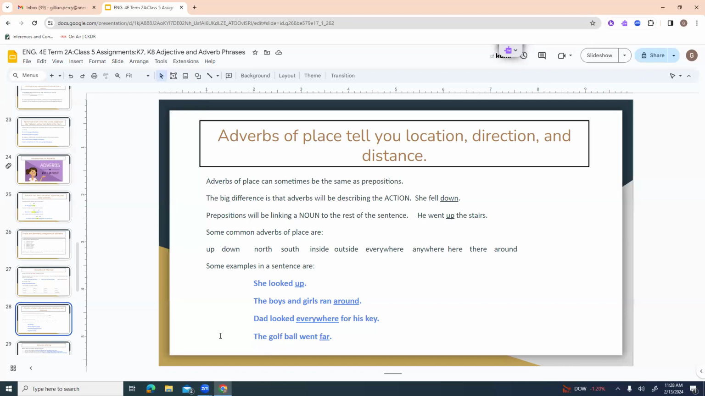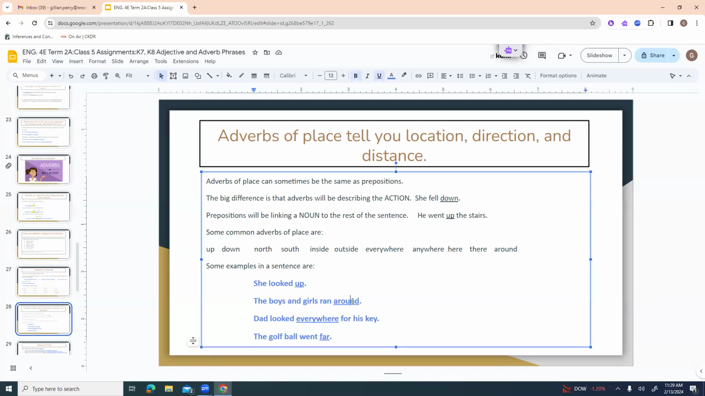So some common adverbs of place are up, down, north, south, inside, outside, everywhere, anywhere, here, there, and around. Some examples in a sentence are she looked up, the boys and girls ran around, dad looked everywhere for his key, the golf ball went far. Okay. Now, if I wanted to change those into prepositions, here's how I would do that, right?